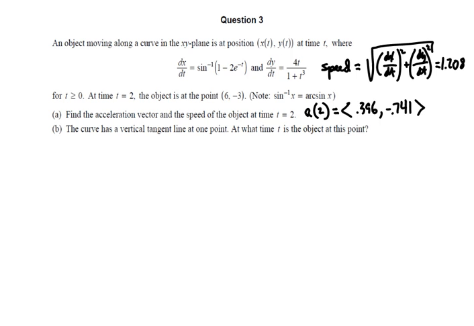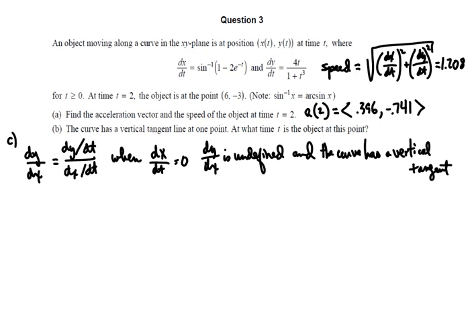In part B of this problem, we have that the curve has a vertical tangent line at one point. If we're looking for the slope of a parametric curve, that's given by dy/dx, and dy/dx in a parametric curve is found by dy/dt over dx/dt. That would be a vertical tangent when the denominator is equal to 0. So when dx/dt is 0, dy/dx is undefined and the curve has a vertical tangent at that point.